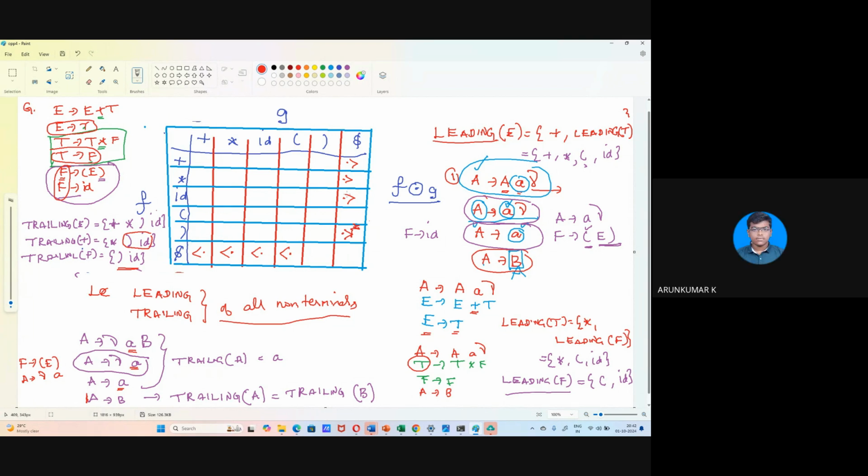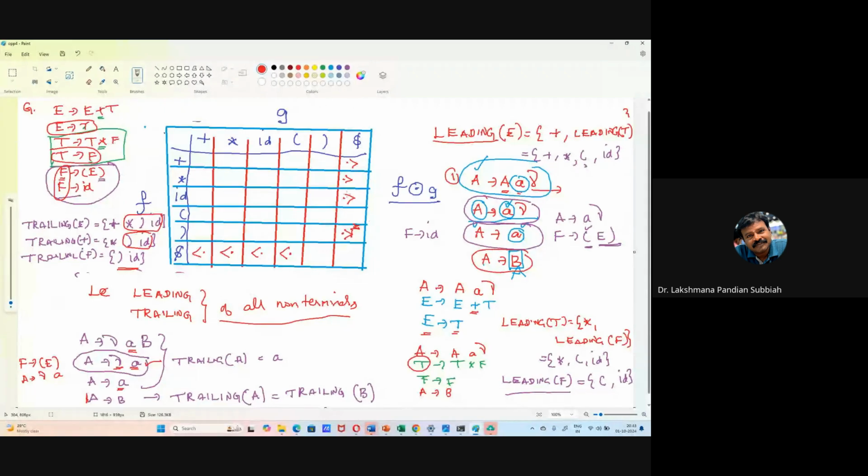Clear, sir. For this A derives gamma a, we should look at the last terminal character which occurs in that string. You have to match with that last one. If it is a terminal you use this pattern, but if a non-terminal comes after the terminal, we should consider only the final terminal character, as that is what will trail.